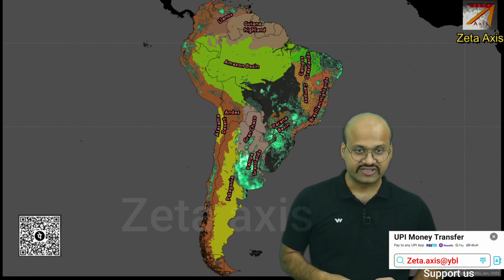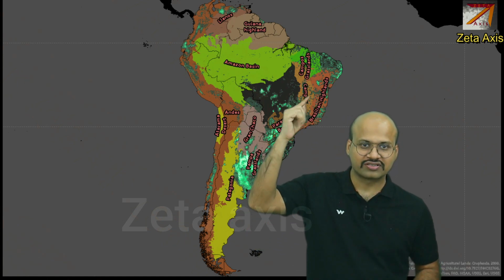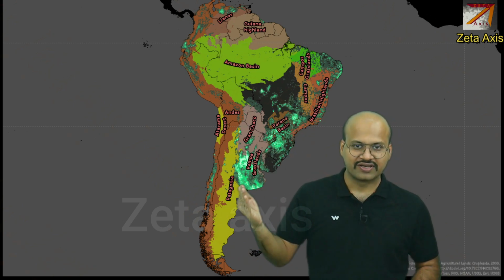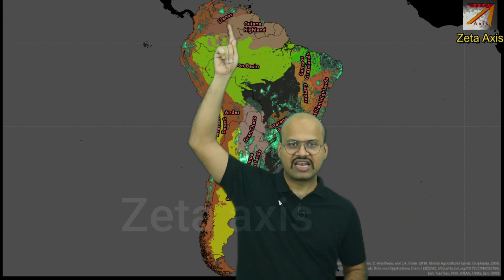And therefore, you will see that these bright green regions are located across the Campos, the Parana Basin, the Pampa grasslands, the Gran Chaco, and some in the Llanos region.